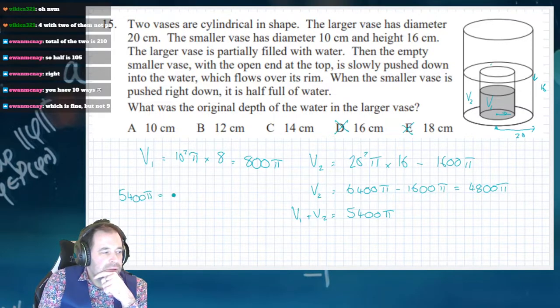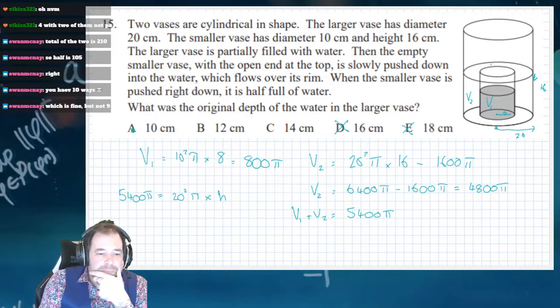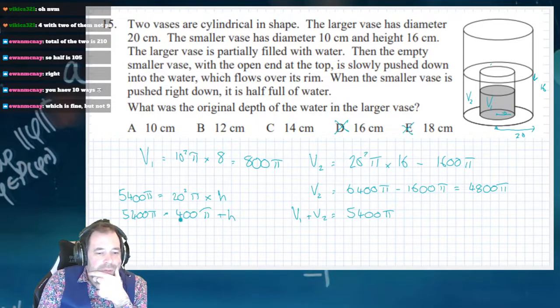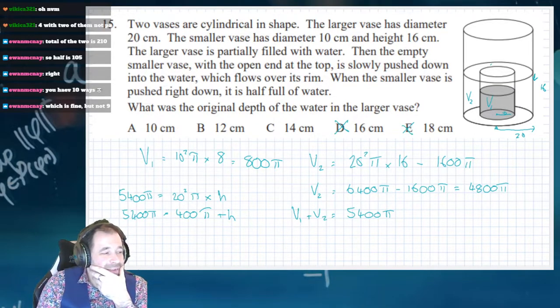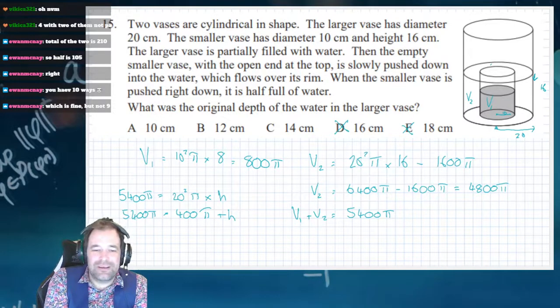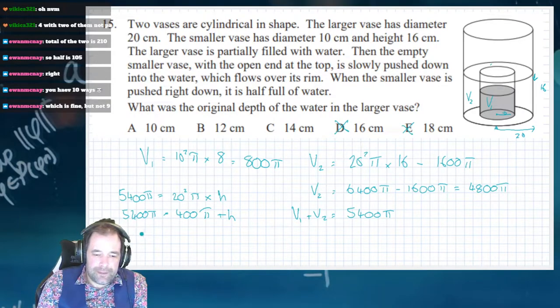5400 pi is 20 squared pi multiplied by some height that we don't know. And 20 squared is the radius of the larger base. So 5400 pi is 20 squared, 400 pi, times some height we don't know. How many fours in 54? Doesn't go, does it? 13.5. Oh dear, I've done something wrong.